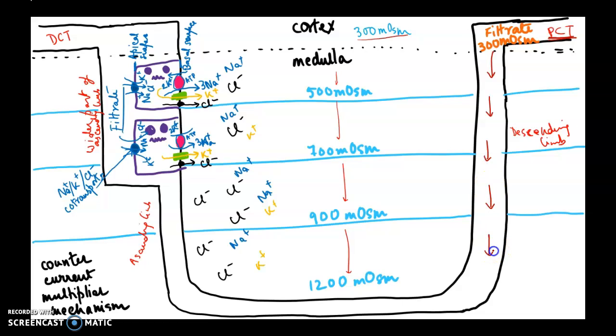And if you remember, the descending limb is permeable to water and water only. So there are these cool channels lining the descending limb that let water move. Now tell me, the filtrate is coming down. Which way will water move?